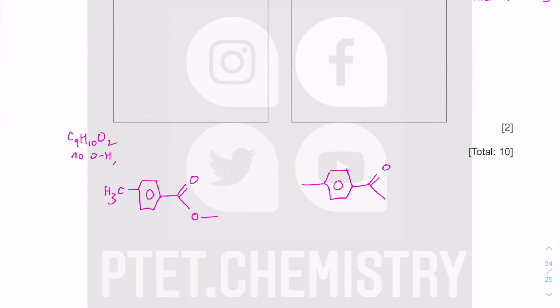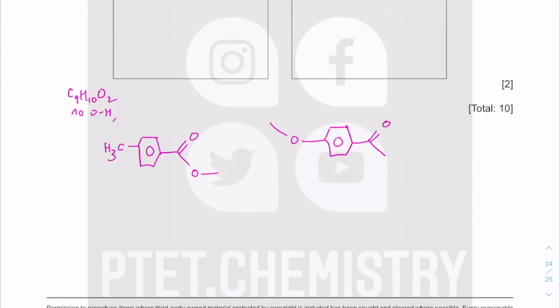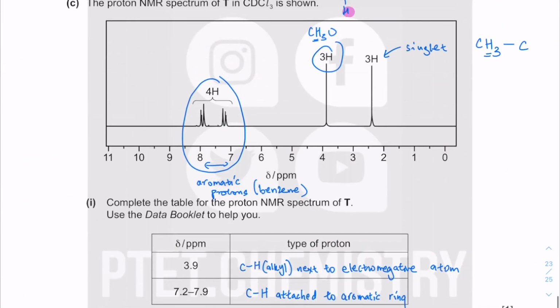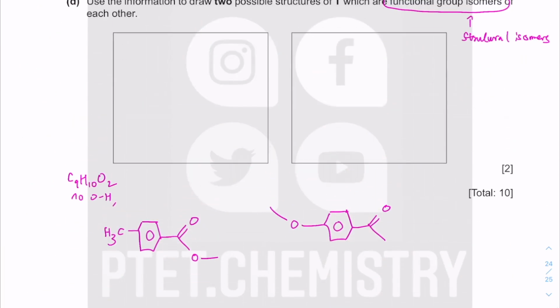What else then? Could I have all CH3 then? 6, 7, 8, 9. This is a CH3 next to a CO. This is different from this. And then I have 3 hydrogen, 3 hydrogen, and 4 hydrogen. This one would appear here, and the 4 aromatic protons will appear there. So this and these are different because this is a ketone and this is an ester.